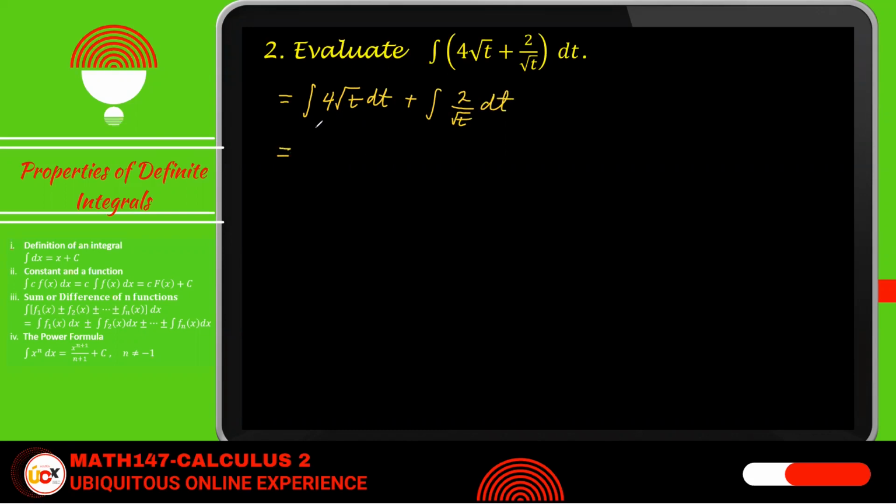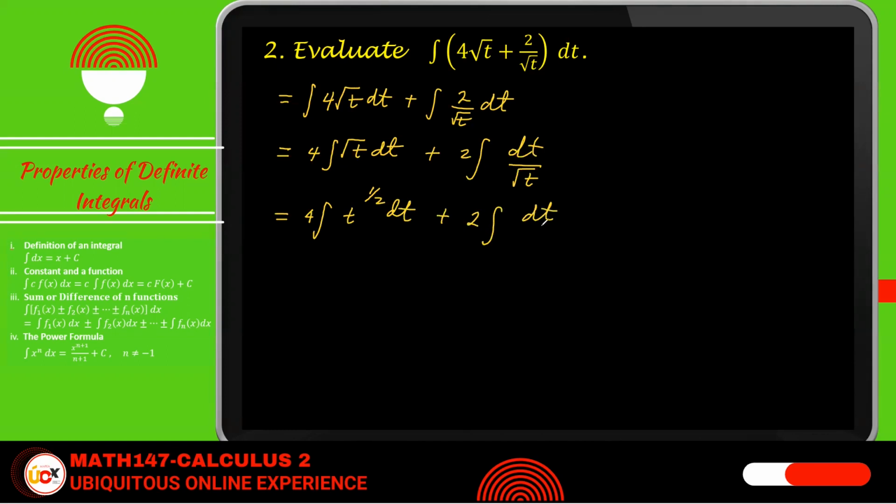And because the first term is a product of a constant and a function, you can apply formula number 2, wherein you can factor out the constant: 4 times the integral of square root of t dt plus, same with the second term, you factor out the constant, so we have 2 times the integral of dt over square root of t. Because these are radicals and there's no formula for radical functions, what we have to do is rewrite square root of t as t raised to 1/2. So we write this in fractional exponent form, plus 2 times the integral of dt over, same with square root of t, we can write this as t raised to 1/2.